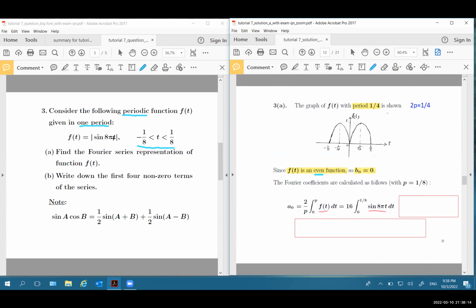Without going through, you substitute t and minus t inside, f(t) equal to f(-t), right? Of course, you can do that also. But by looking at the graph there, because of the symmetry about the vertical axis, you can say that your f is even. All right, so that means your bn will be 0.